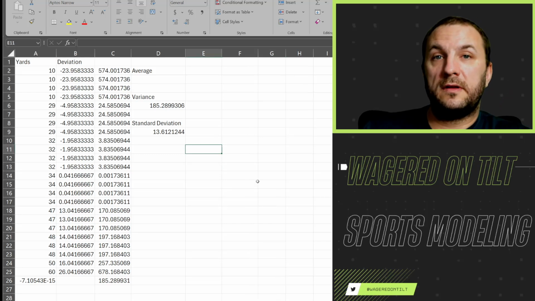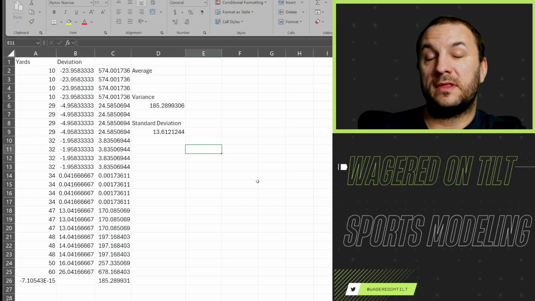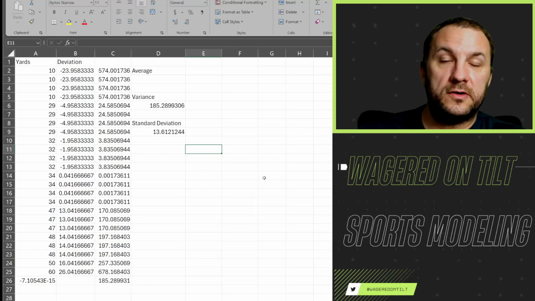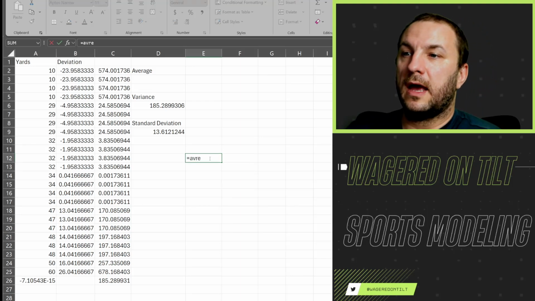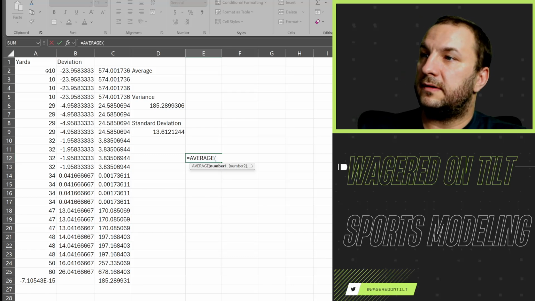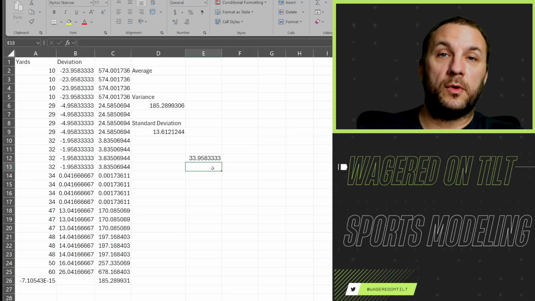So the standard deviation is a way to detect whether or not the information is contained within 68% of the data. One standard deviation within a regular-shaped bell curve is typically going to be within 68% of the data. So if I were to say equal the average, and again, remember, this is on a regular bell curve, so we'd say the average or the mean is 33.95.